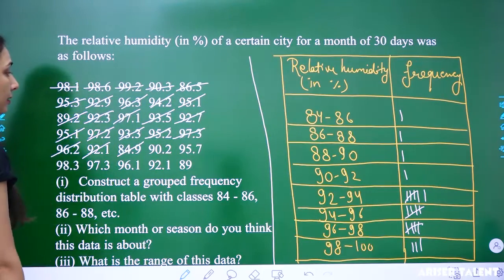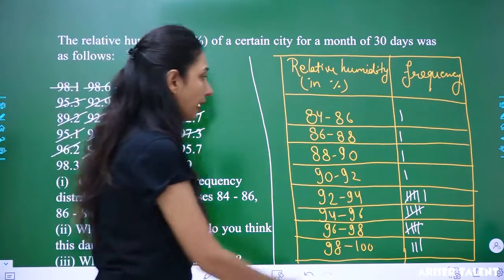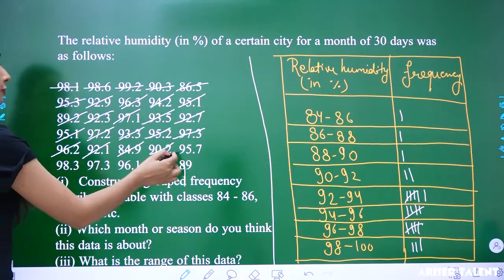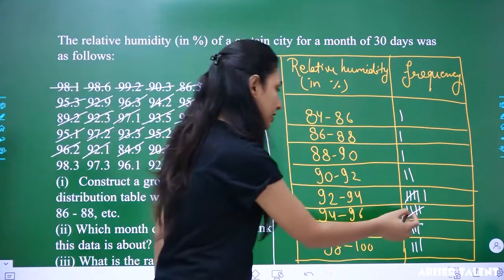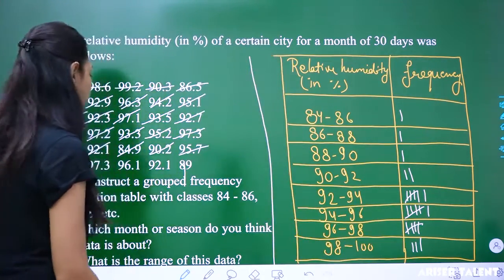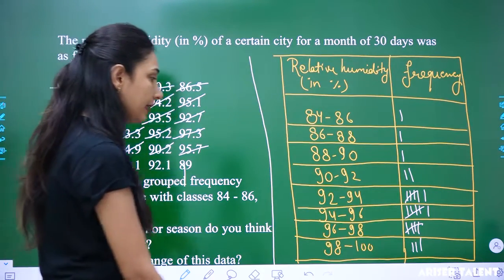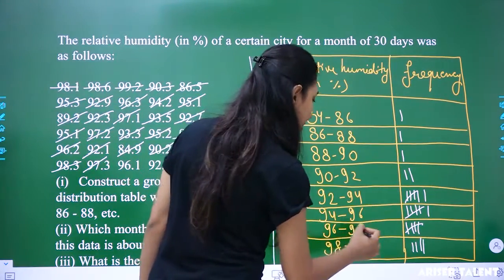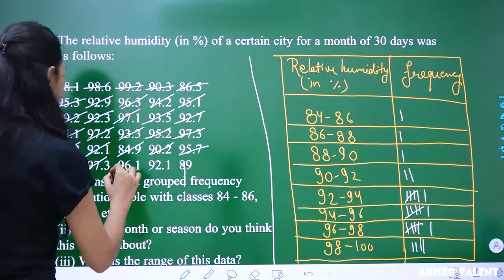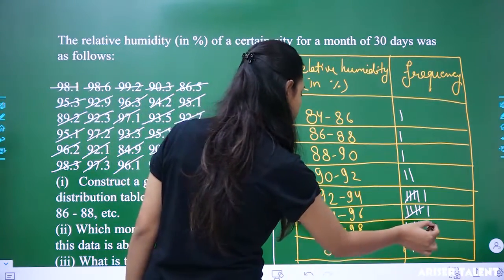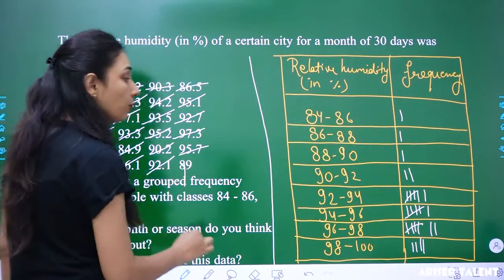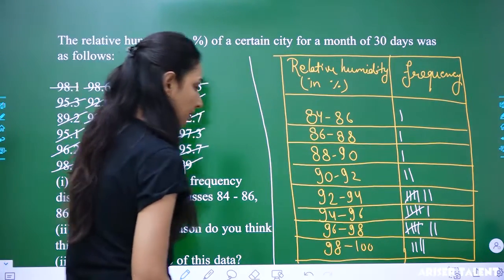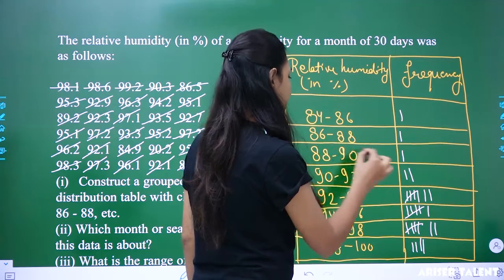Then 90.2 will be lying here just after 90, right? Then 95.7, this will definitely go here. Then 98.3 is going to be here, and then 97.3. Then 96.1, 92.1, 89. So 89 will be here.